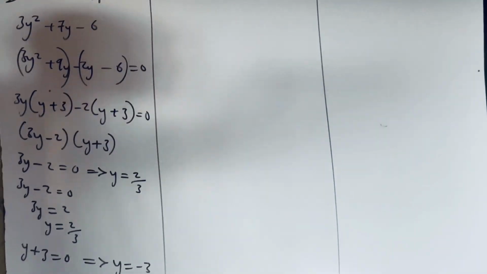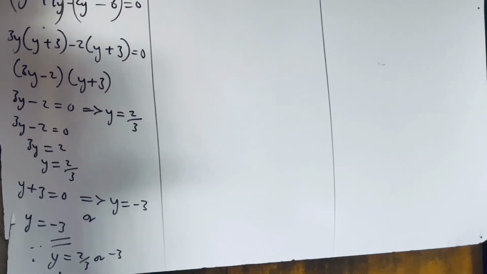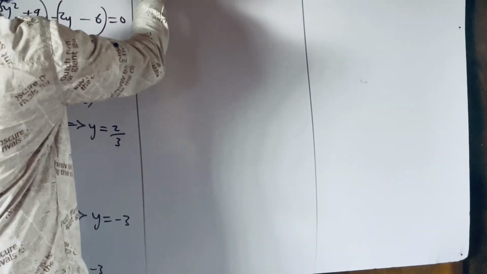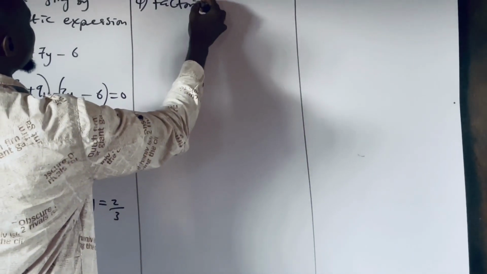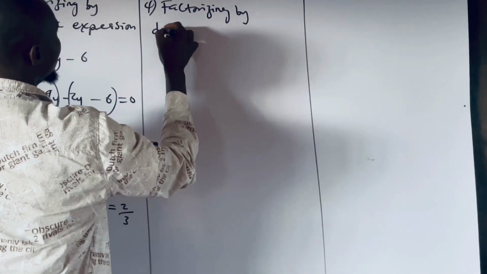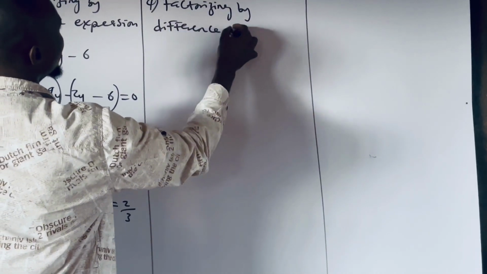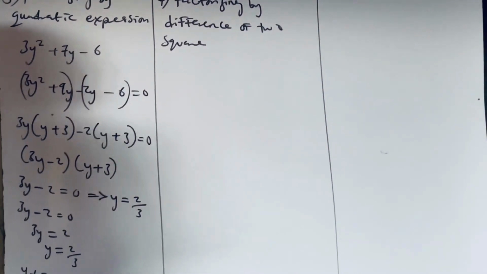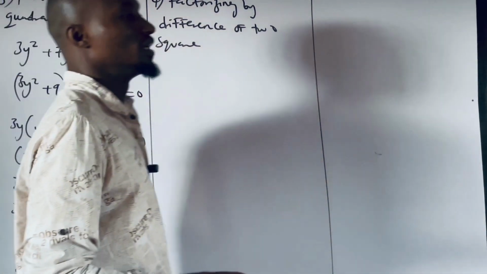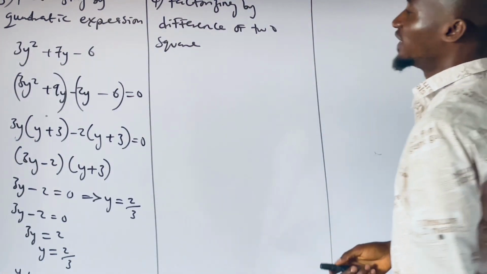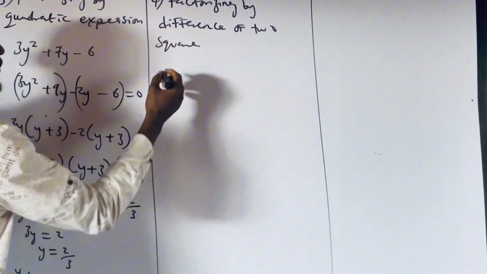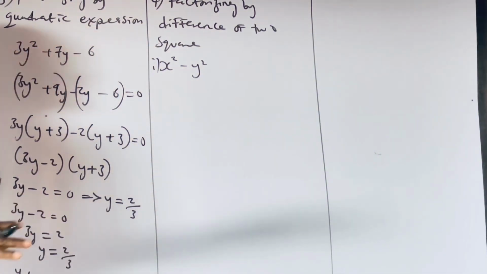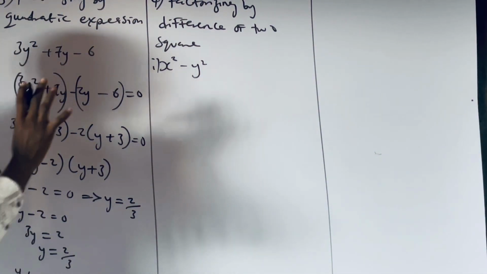So the next type of factorization, the fourth one, is factorizing by difference of two squares. Number 4, factorizing by difference of two squares, or you say factorization of difference of two squares, whichever one you prefer. So what do you do here? Here, we have x squared minus y squared. I'm going to use three examples here to strike a balance.